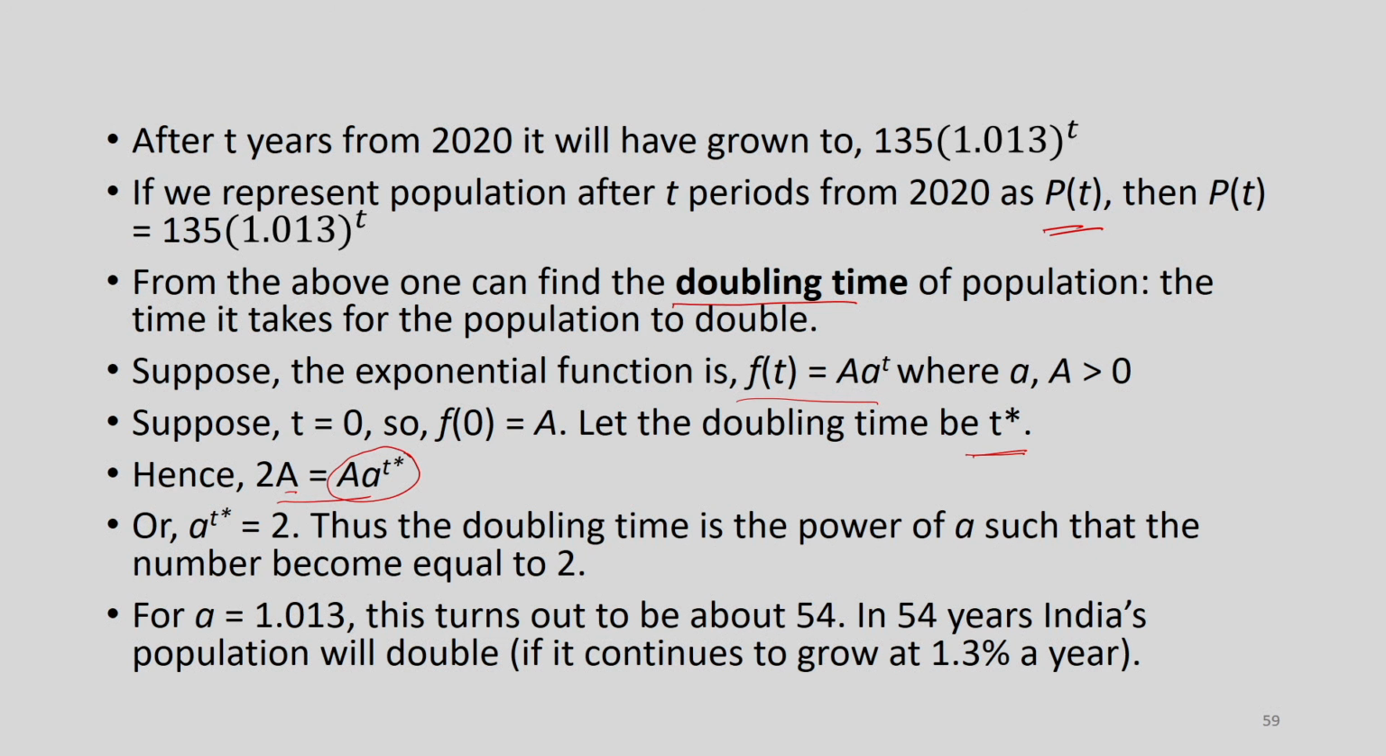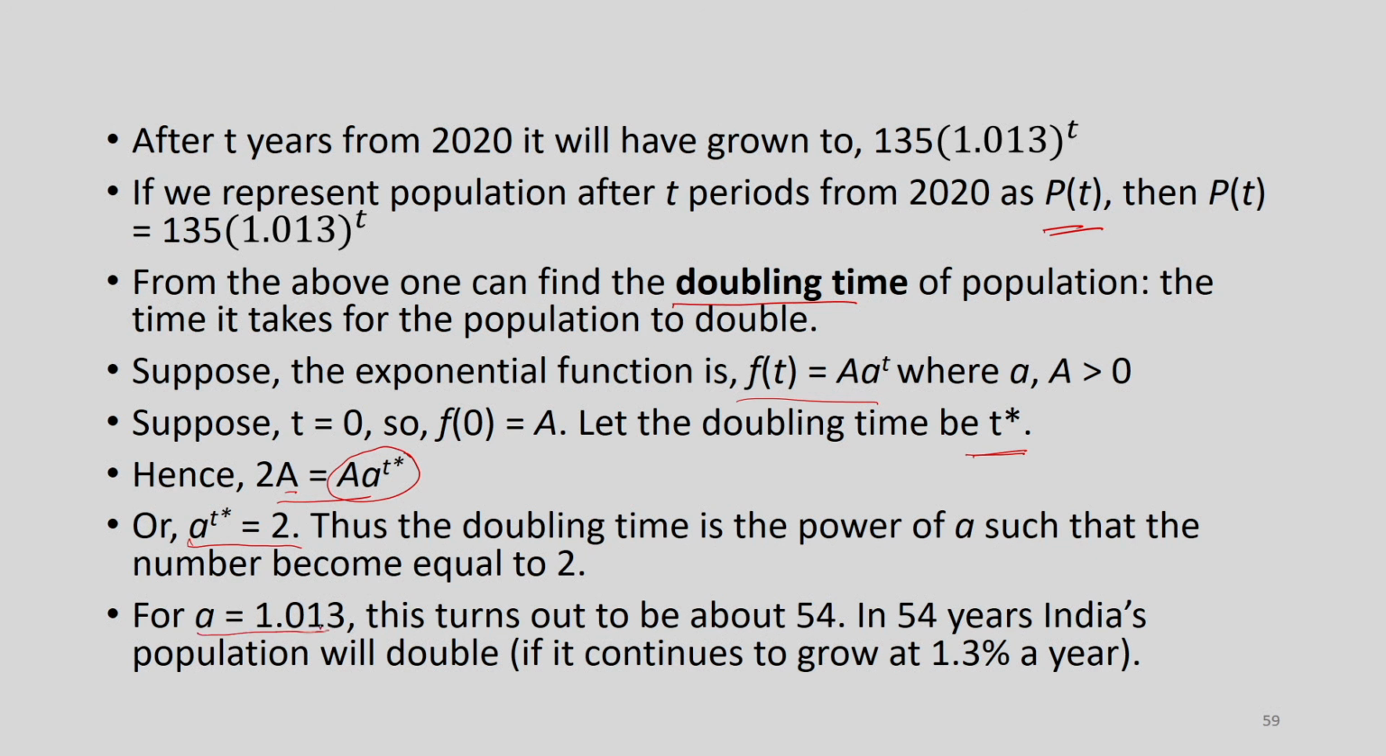Thus, the doubling time is the power of A such that the number becomes equal to 2, right. This you can see from here. So, suppose small a is given, I have to find out that number such that A to the power that number is equal to 2. So, this is an example.